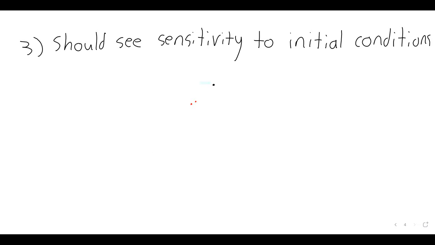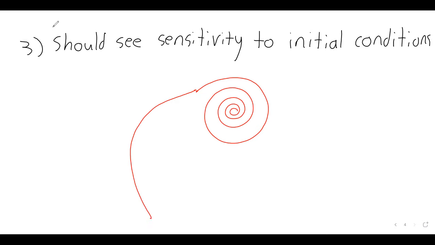To see chaos, we want the opposite of this. We want situations where even when we start at two really close locations, maybe one trajectory spirals in and the other trajectory goes off and does something completely different. And the classic example of a chaotic system is named after its discoverer, Edward Lorenz. Let's give a little historical context.